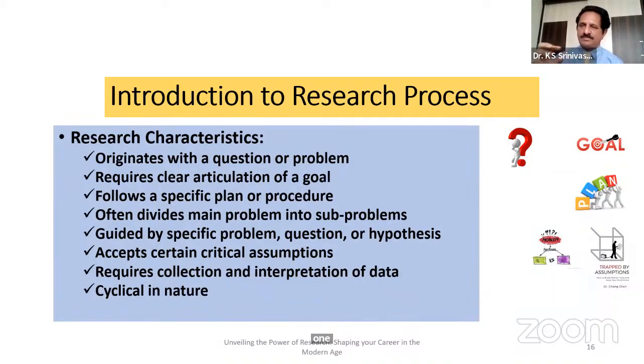hypothesis. Hypothesis is a statement as an assumption. Your research should include some hypothesis, which is nothing but a statement as an assumption, which you can prove or disprove, and accept certain assumptions. Under these conditions, this is okay. If these conditions are violated, it is not okay. These are called assumptions. And then the research requires vast knowledge of collecting the data and interpreting the outcomes.